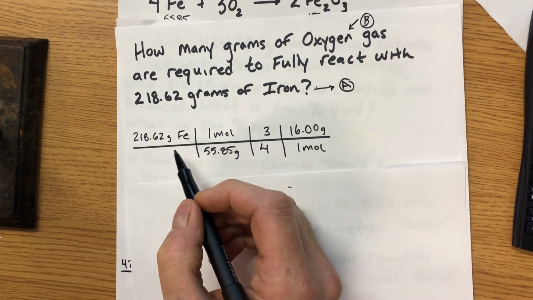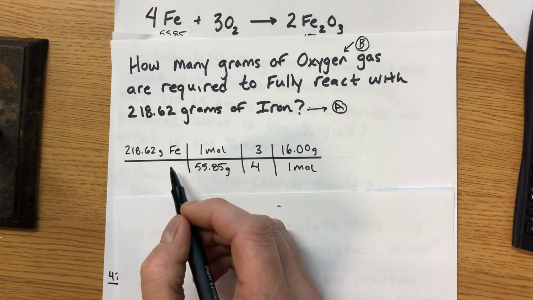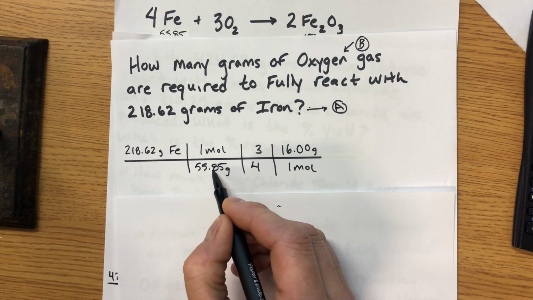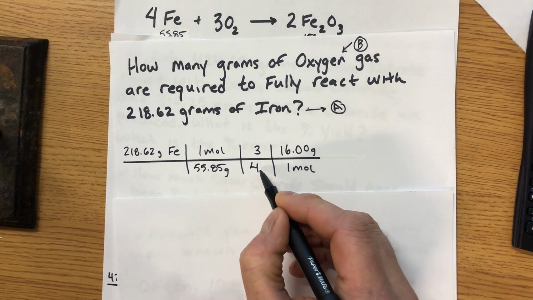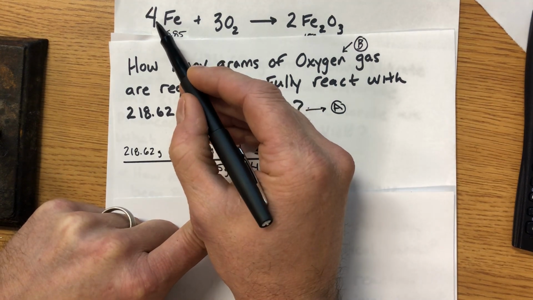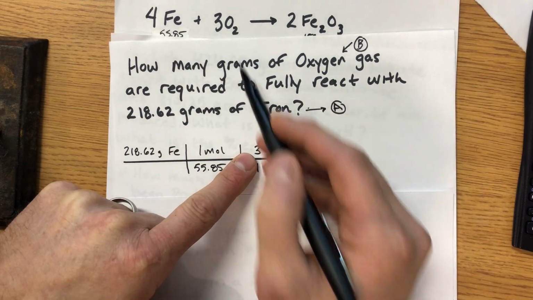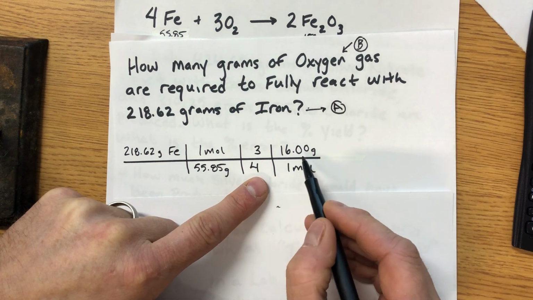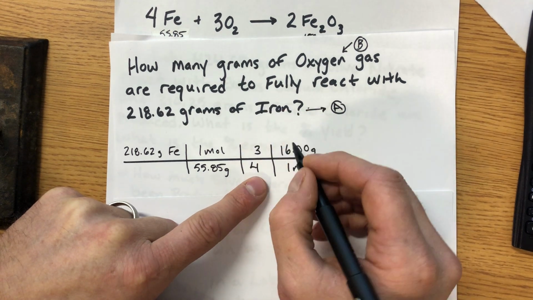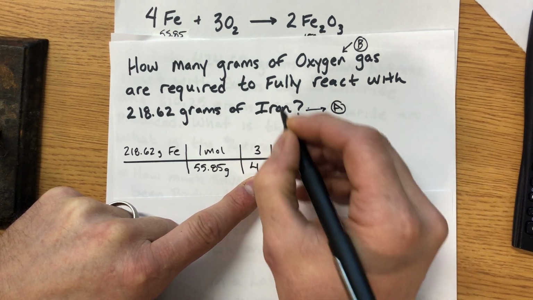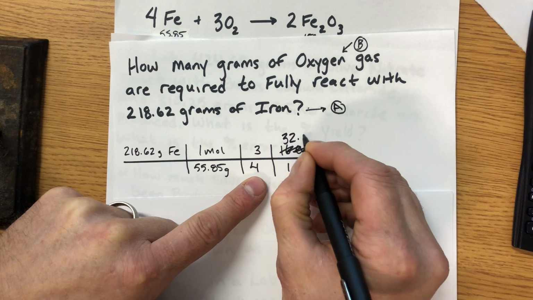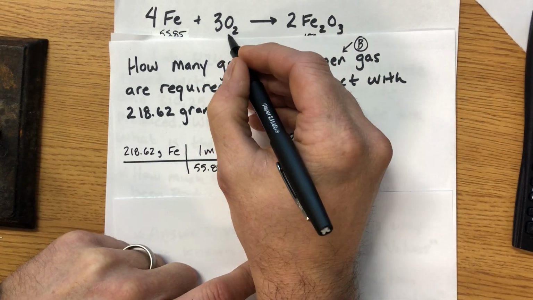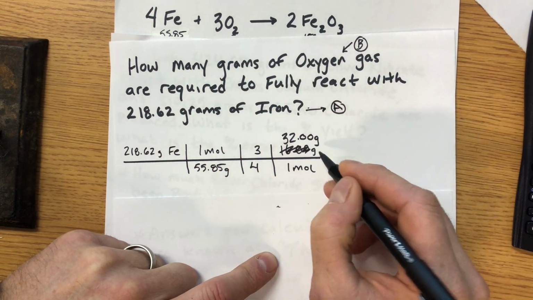We have our starting amount of chemical A, 218.62. Here's the molar mass of chemical A. The mole ratio is right here, the 4. That's the 4 from the iron, and then the 3, that's the 3 from the oxygen, and then the 16.00 grams. Oh, you know what? This is not 16.00 grams. Sorry. This is O2, so that makes that 32.00 grams. My bad. O2, so you have to put the chemical formula, the mass of the formula here.